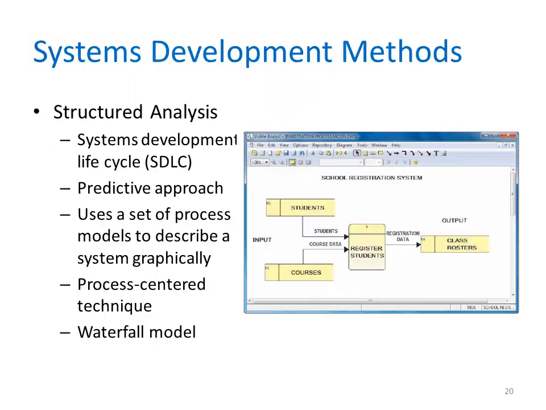Structured analysis is just one of many options that exist for developing software systems. It is a very traditional approach that encompasses what's called the Software Development Life Cycle, or SDLC. As indicated here, it's a predictive approach that uses a set of process models to describe a system graphically. If you look at the illustration on the right, that's an example. It is a process-centered technique, and it uses what's called the waterfall model.